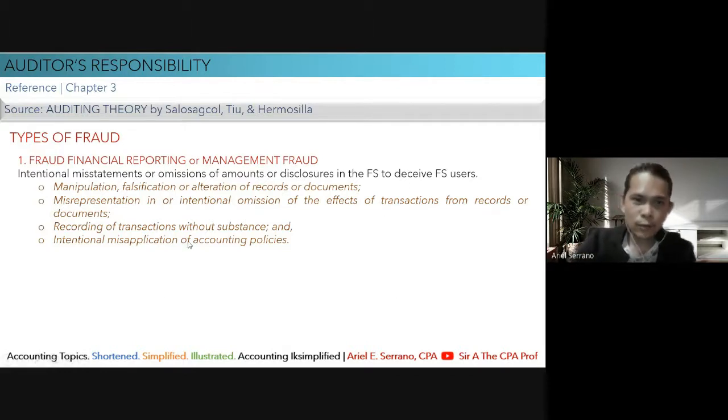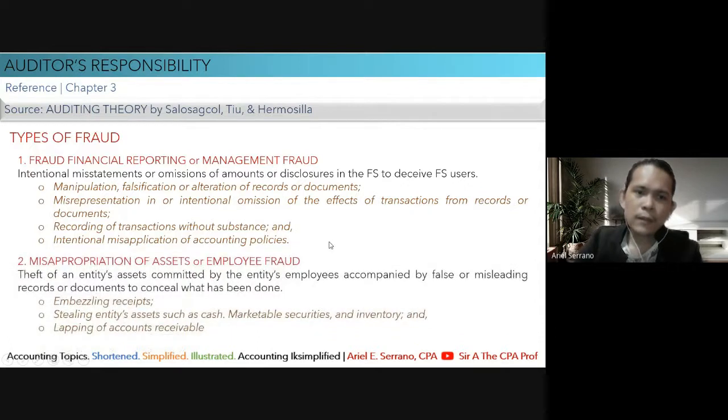So, this includes manipulation, falsification, or alteration of records or documents, misrepresentation in or intentional omission of the effects of transactions from records or documents, recording of transactions without substance, and intentional misapplication of accounting policies.